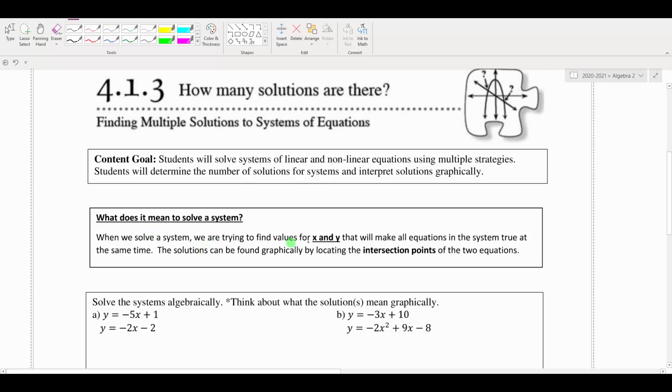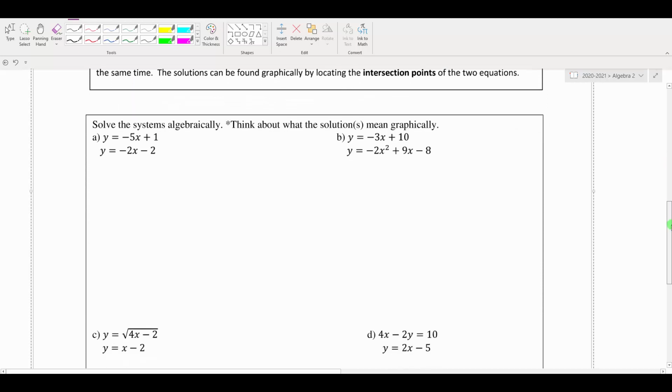Now, another way that we could do this is by looking at the graph. You can usually find the solutions to your systems by looking at the intersection points of the two equations that they give you. And I'll give you an example of that. So let's take a look at our first system and we'll see what we're doing here.